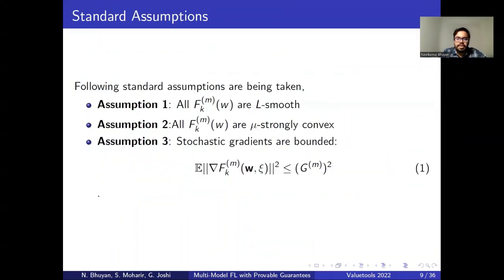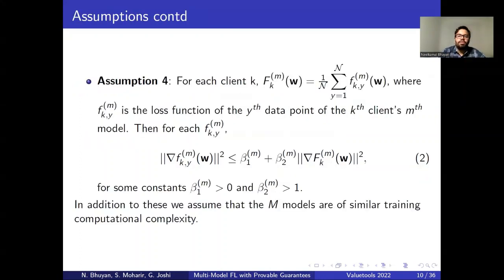First, I'll go over the assumptions we make on our loss functions. We assume that the loss functions are smooth and strongly convex. Further, we assume that the expected squared norm of the stochastic gradients is bounded. Further, we make the following assumption, which basically means that the variance of the stochastic gradients is dependent on the sample size of the data used for the stochastic gradient. For more detail on this assumption, you can refer to our paper.